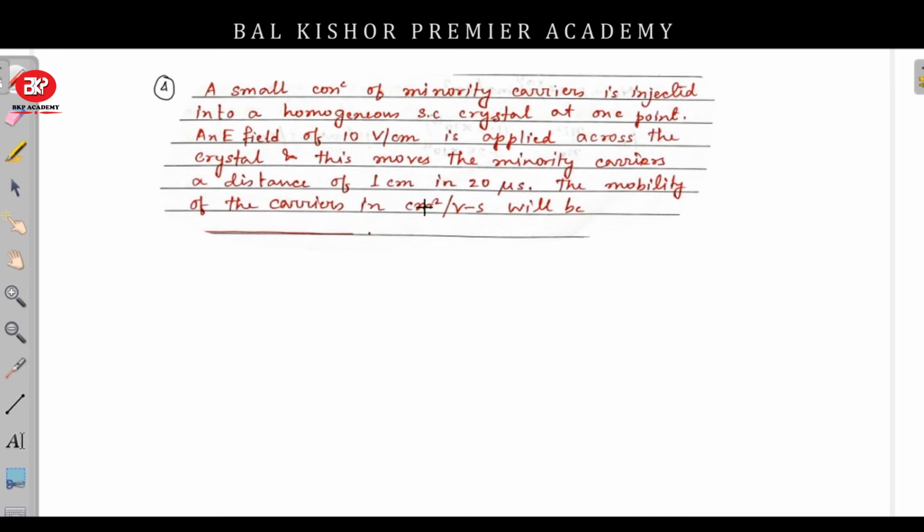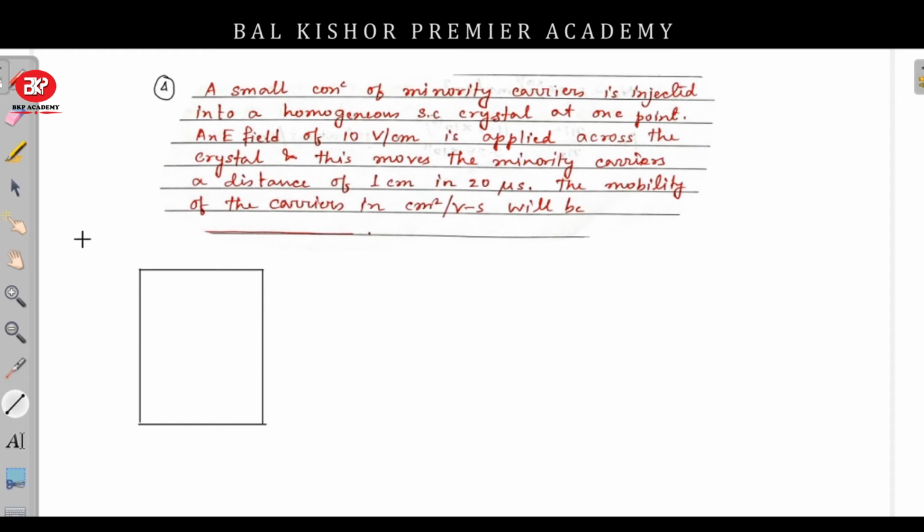So the mobility of the carriers in centimeter square per volt second will be dash. So what is the scenario here? The story is written like this, that there is a semiconductor, homogeneous semiconductor crystal. So let us draw a homogeneous semiconductor crystal. Suppose this is a homogeneous semiconductor crystal.